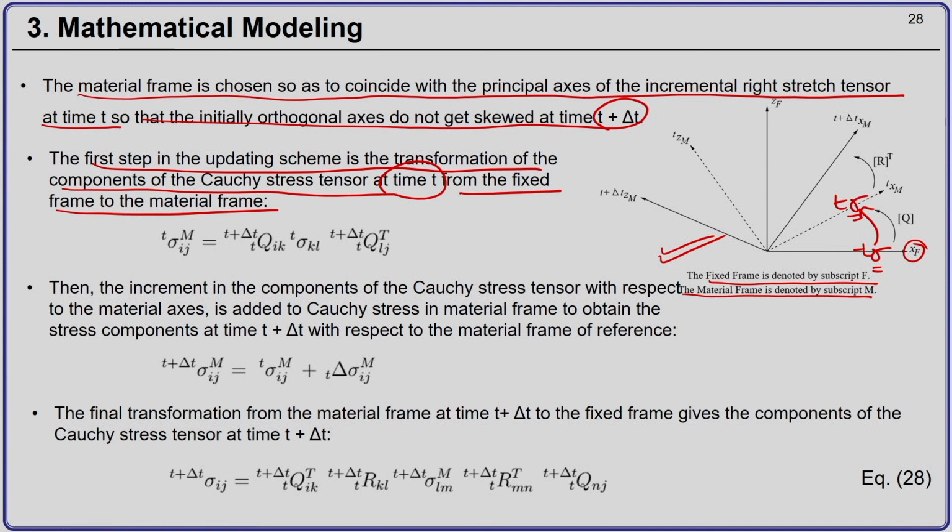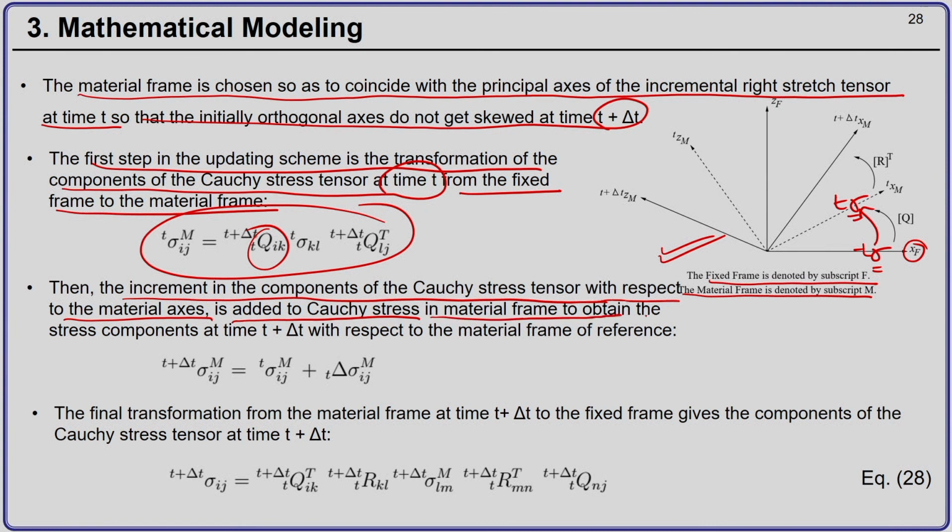For this we use this particular formula, where Q is the transformation matrix. Then the increment in the components of the Cauchy stress tensor with respect to the material axes is added to the Cauchy stress in the material frame to obtain the stress components at time t plus delta t with respect to the material frame. So the Cauchy stress component in the material frame at time t plus delta t is the Cauchy stress in the material frame at time t plus the incremental Cauchy stress in the material frame.